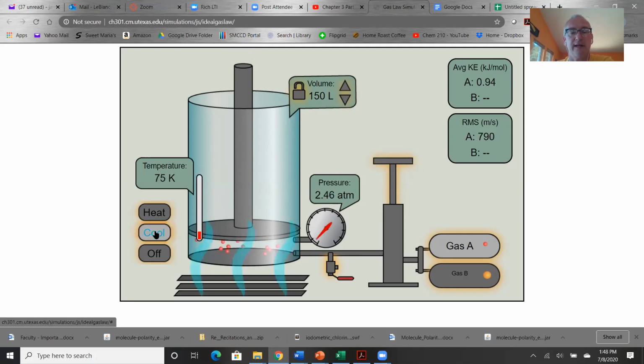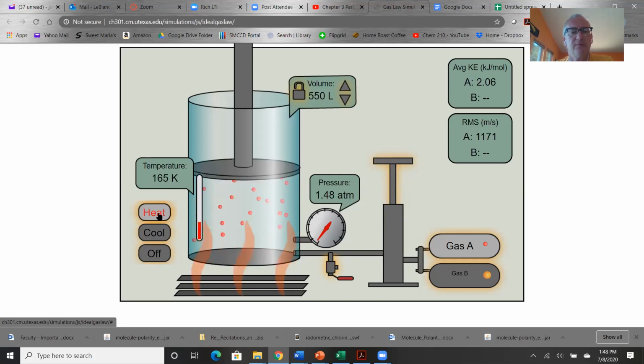If I keep cooling it, now the pressure starts to drop. So make a note of that. For this particular experiment, your volume should be between 1,000 liters and 150. If you drop below 150, then the pressure changes. That's an important thing to notice. So for this particular experiment, I can't go below a certain temperature.